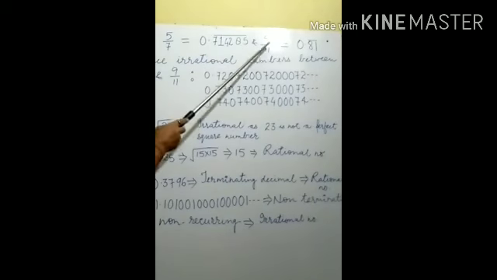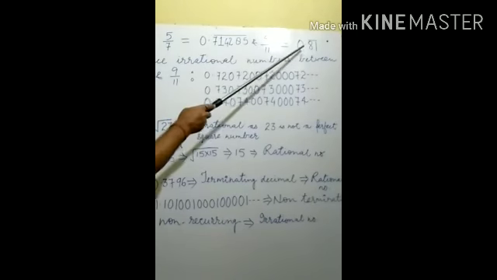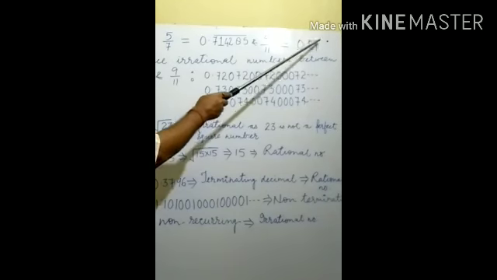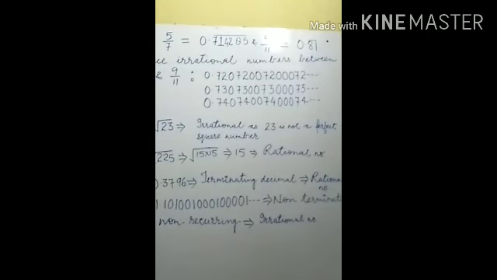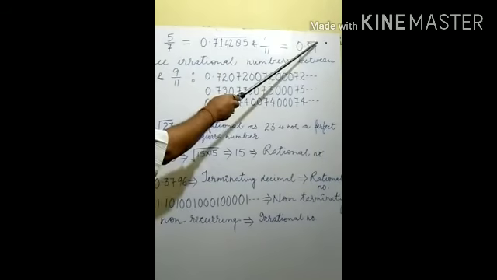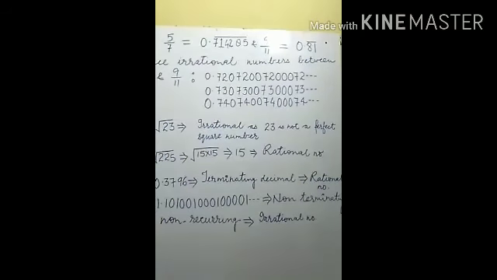If you convert 9 upon 11 into decimal form, this will be 0.81 and the bar will cover both the digits. Here 6 digits are covered in the repeating block. Here 2 digits are repeating in the repeating block. So this one is non-terminating repeating, this one is also non-terminating repeating. Ultimately both result in which type of number? Rational number.